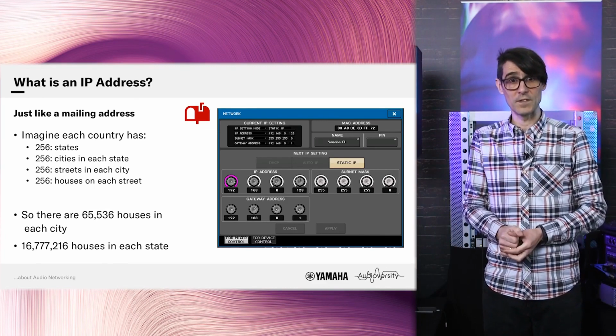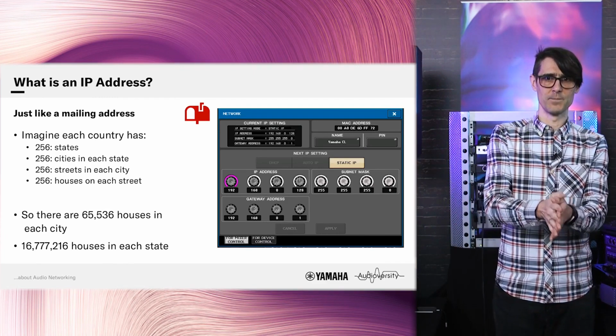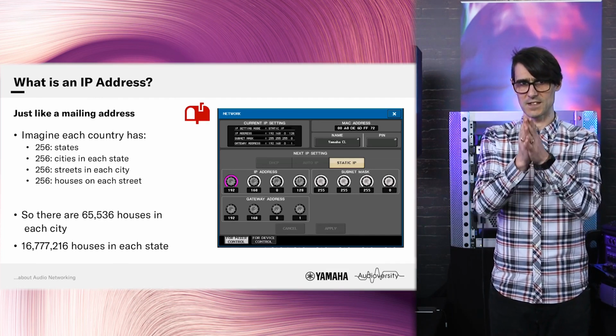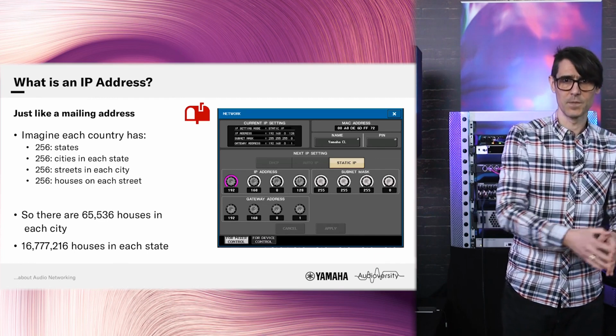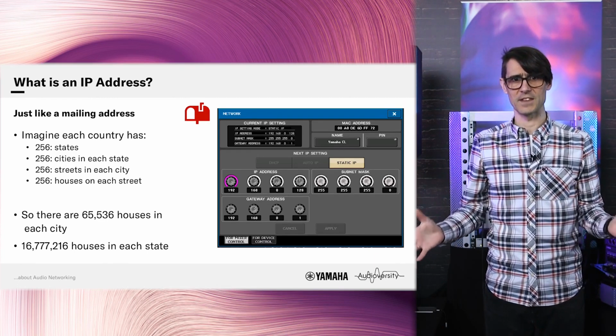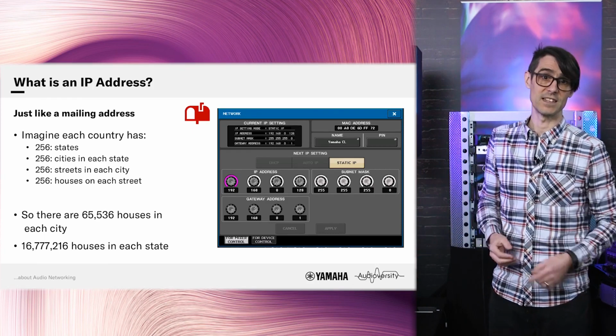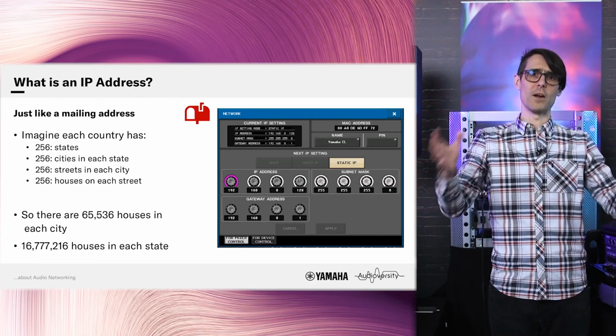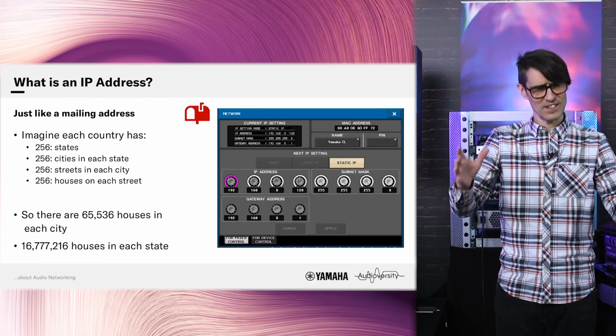So you've got 256 houses in each street, 256 streets in each city, and 256 cities in each state or county. So you can work out there's over 65,000 houses in each city and over 16 million houses in each state. So your network can be pretty big.